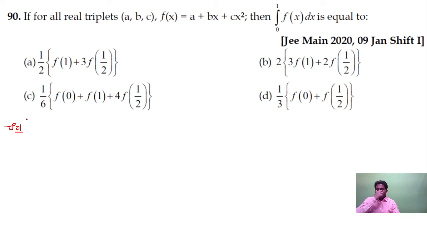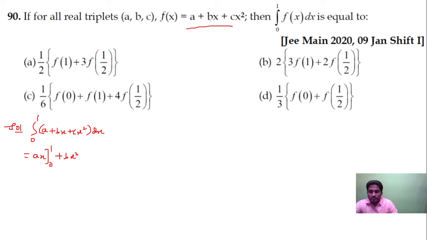0 to 1 for all real triplets a, b, c, f(x) is equal to a plus bx plus cx square. Now if I integrate, the integration of a is a between the limits 0 to 1, the integration of x is x square by 2 between the limits 0 to 1, and x square is x cube by 3 between the limits 0 to 1. So you will get this as a plus b by 2 plus c by 3.